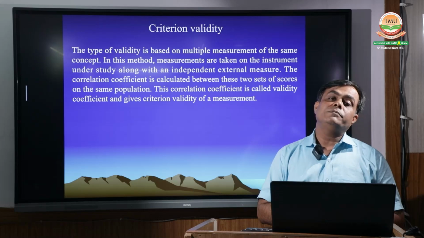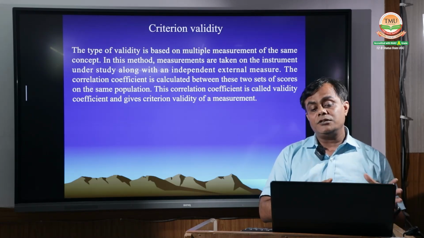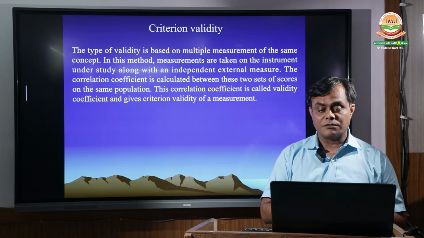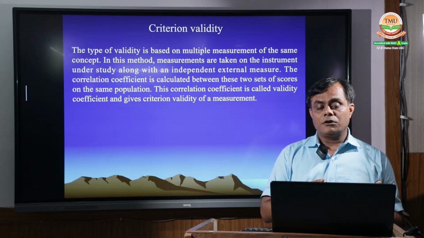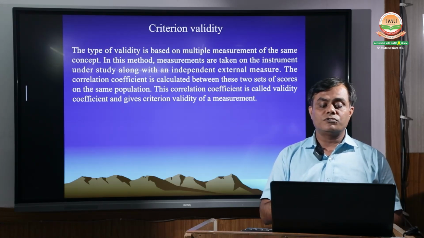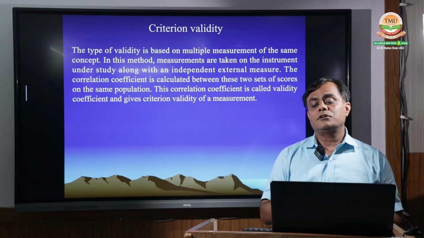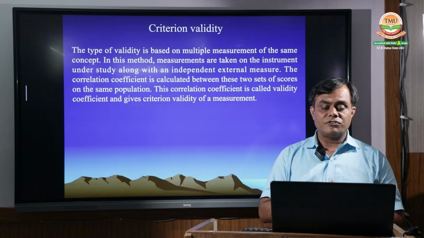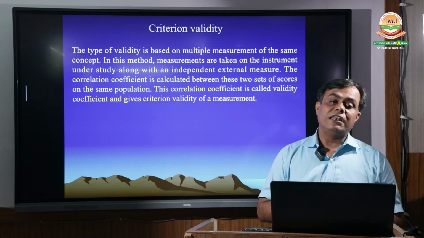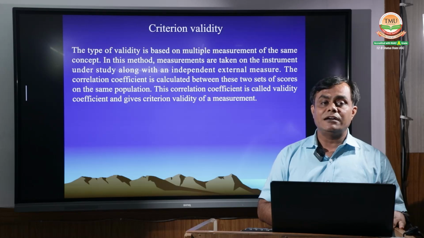So criteria measurement means which criteria you have taken for the measurement, and that criteria should really suit your study. When calculating the correlation coefficient, there are two sets of scores on the same population, and the correlation coefficient is called the validity coefficient, and the given criteria is the validity of the measurement. So that is called criteria validity.